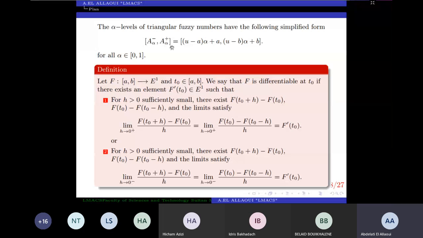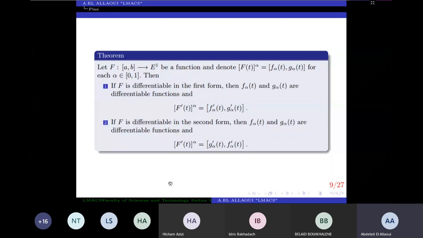We recall here the differentiability of a fuzzy map. If we take f defined on [a, b] with values in E¹, we say that f is differentiable in the first form if it satisfies the following property, and we say f is differentiable in the second form if it satisfies the second property. So we have this result. If we take a fuzzy map and define here its alpha cut, then if f is differentiable in the first form, we have this property, and if it's differentiable in the second form, we get this one.